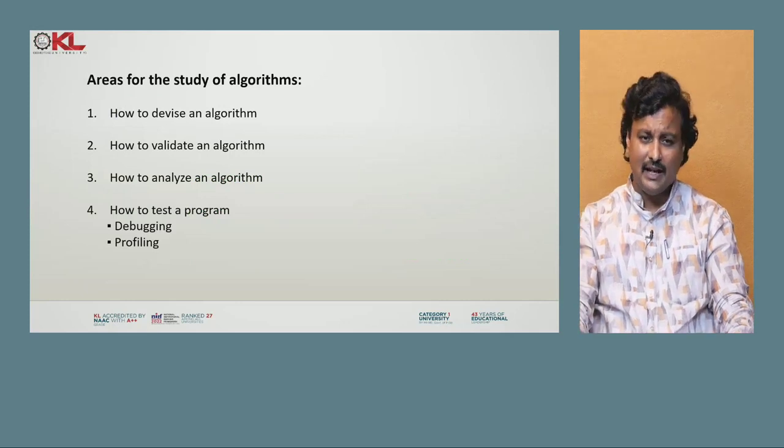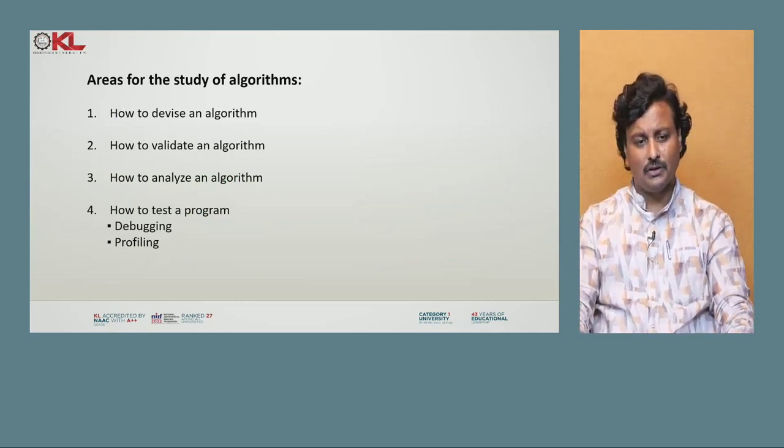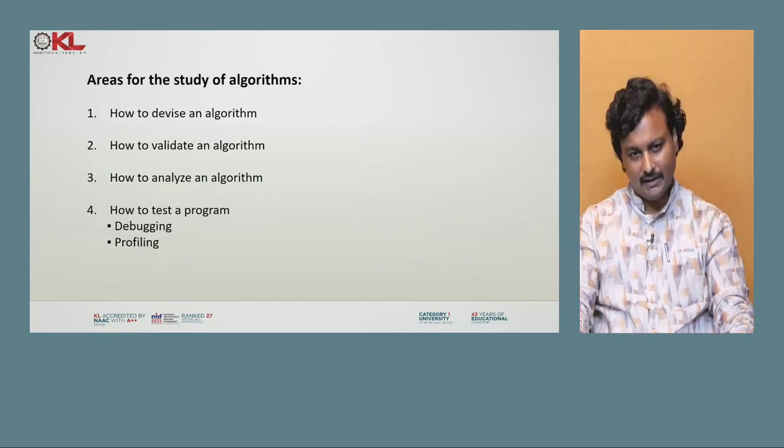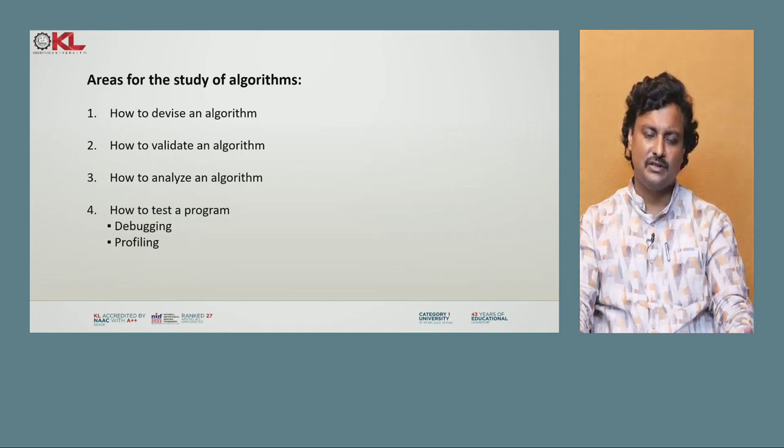These are some of the areas of algorithms we need to consider. The first is how you devise an algorithm, how you validate an algorithm, how you analyze an algorithm, and there are two different types of test procedures for a program. One, the debugging and profiling.